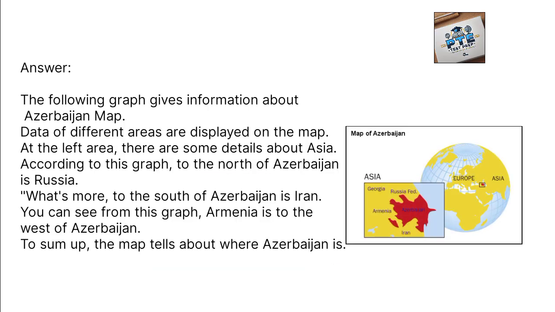The following graph gives information about Azerbaijan map. Data of different areas are displayed on the map. At the left area, there are some details about Asia.